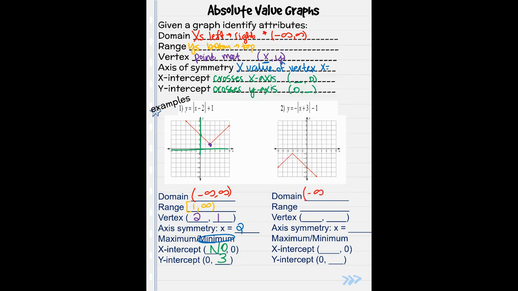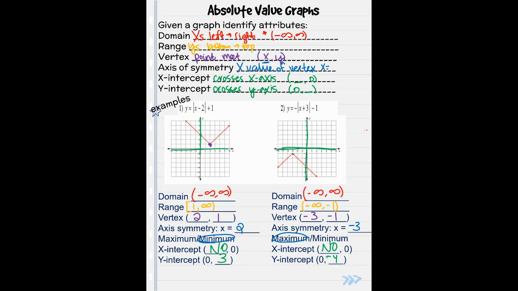Again, this is always the same. Range, bottom. Oh, look. This time we're opening down, so it's negative infinity. Topmost value is negative 1. Vertex, that is right here, at negative 3, negative 1. Our axis of symmetry is x value of vertex, so x equals negative 3. Since it opens down, we've got a maximum now. And finally, where does it cross our x-axis? This one, again, does not. What about that y-axis? 0, negative 4. Okay, that is a negative.